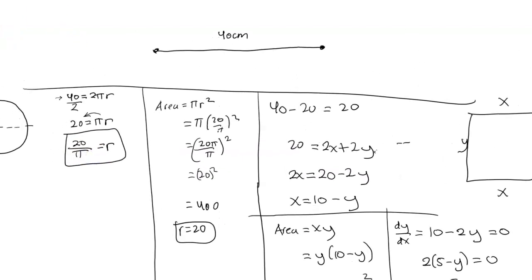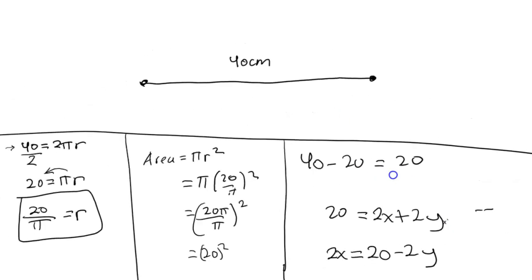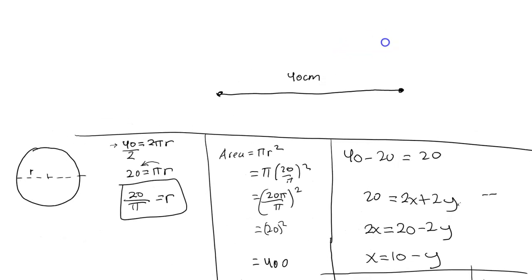For my question, I had a piece of wire 40 centimeters long that is to be cut in two. One piece is bent to form a square and the other is bent to form a circle. Determine the length of each piece of wire so the sum of the areas is a maximum. So here we have a 40 centimeter long wire.